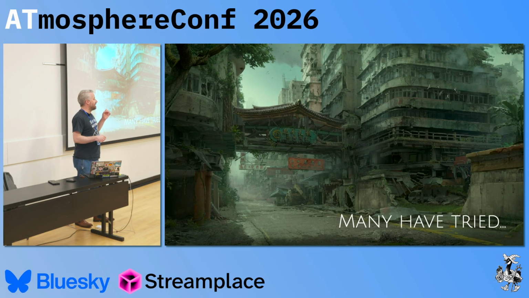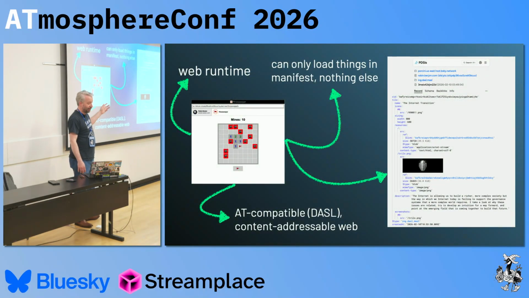The thing that hasn't been properly tried is just cutting off the network, and that's where things can get quite interesting. The anatomy of a tile is basically a small, secluded web runtime. It can load things that are listed in its manifest.